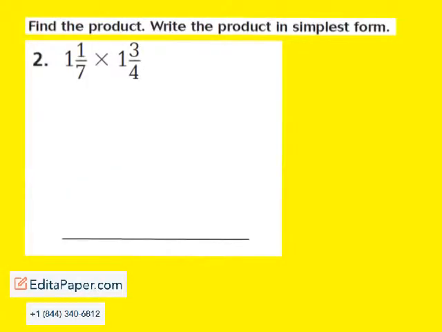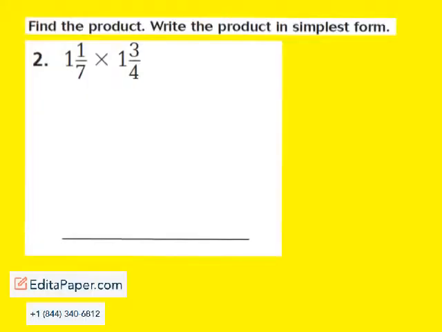The directions say to find the product and to write the product in its simplest form. Well, for question 2 they give us 1 1/7 times 1 3/4. Now, in order to multiply these two mixed numbers together correctly, my first step has to be this. I have to rewrite my mixed numbers as improper fractions.